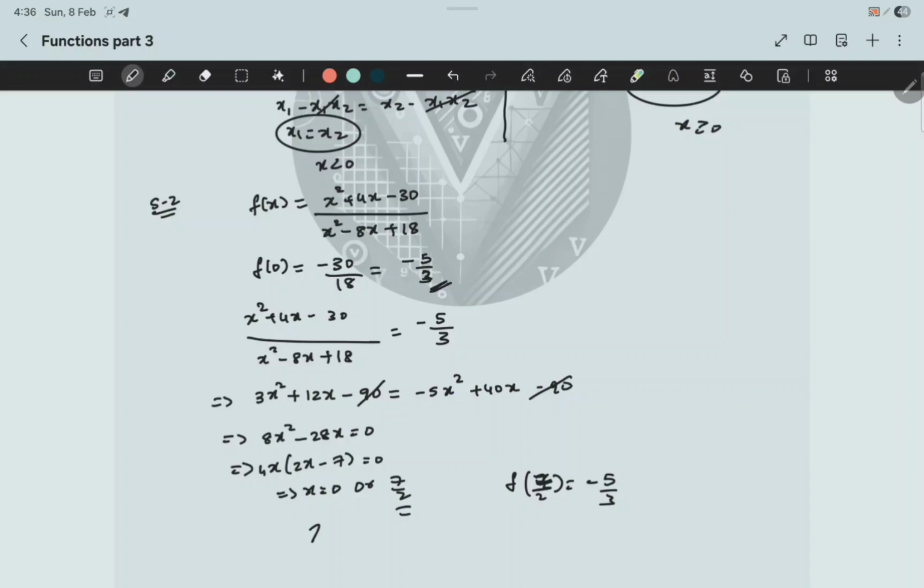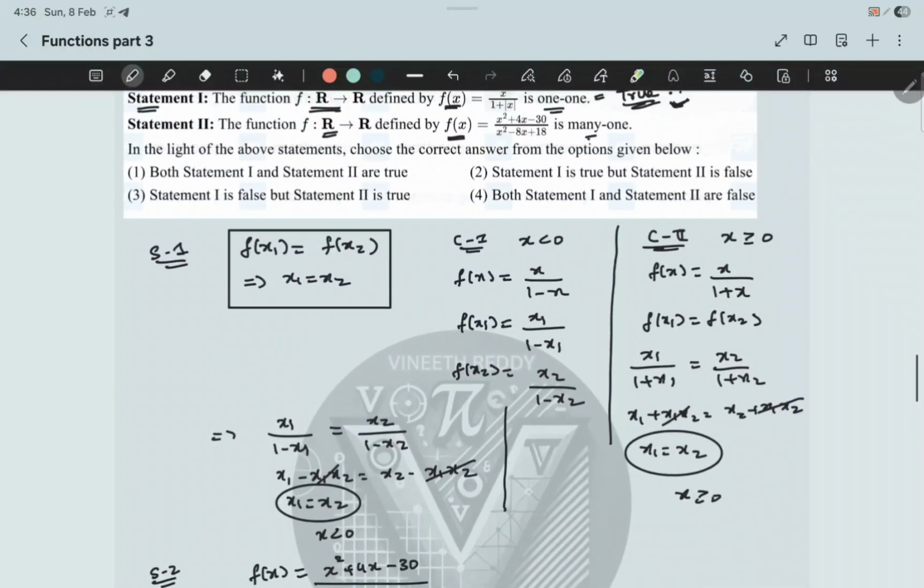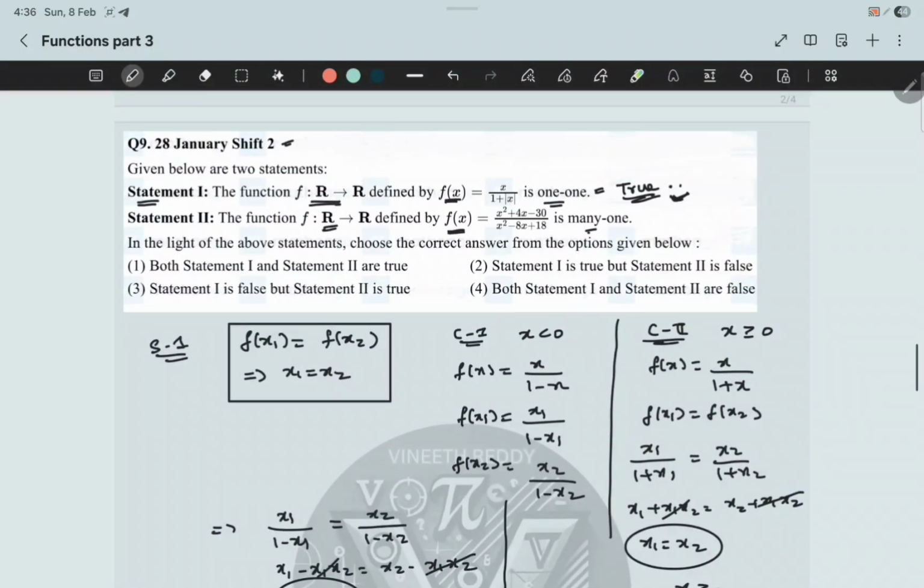Then I would suggest you go with differentiation, right? Let us not waste our time. But luckily here we got two different values of x for the same outputs. That means this should be a many to 1 function, and statement 2 is also telling it is many to 1. That means it is true. So both statement 1 and statement 2 are true, right? So that means 1 should be the correct answer.